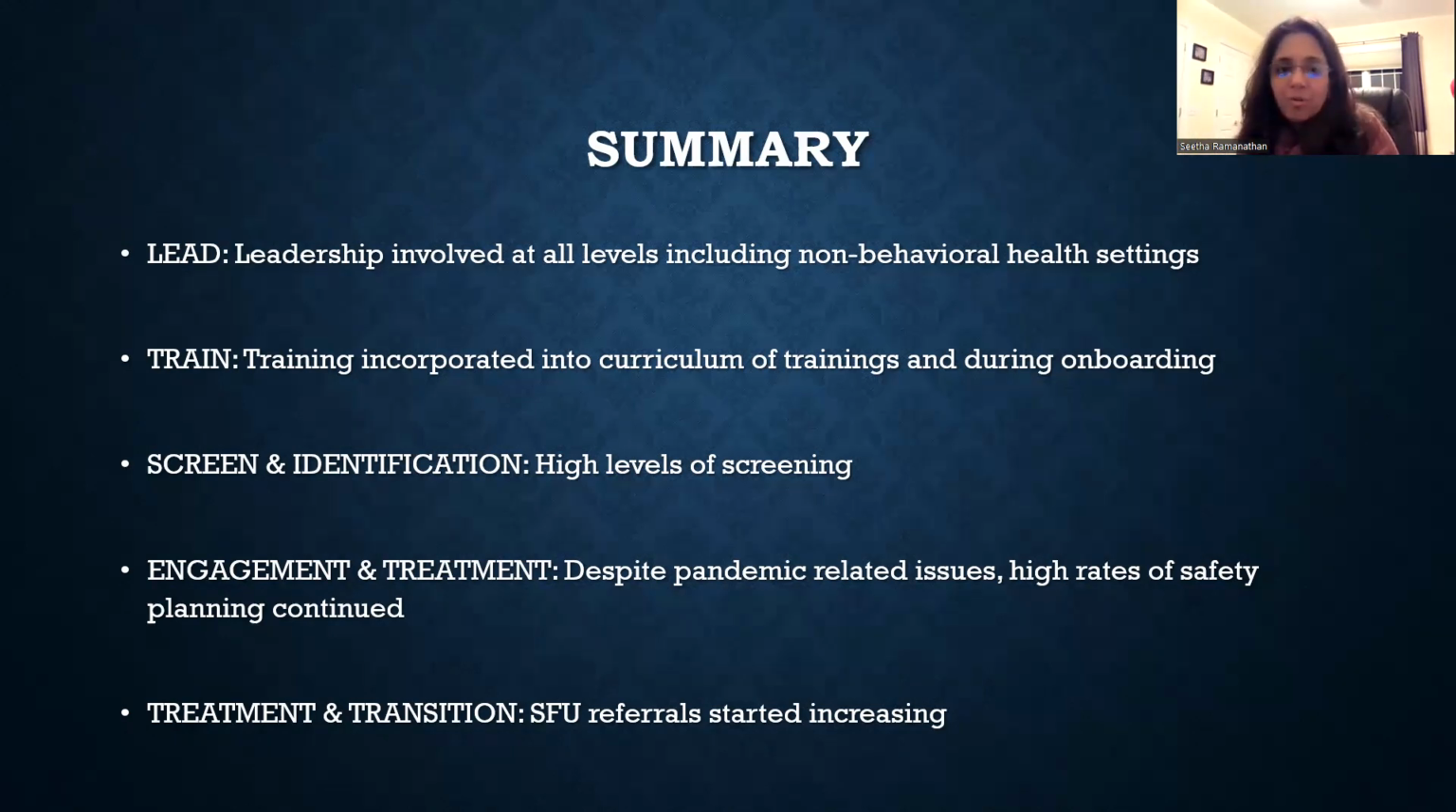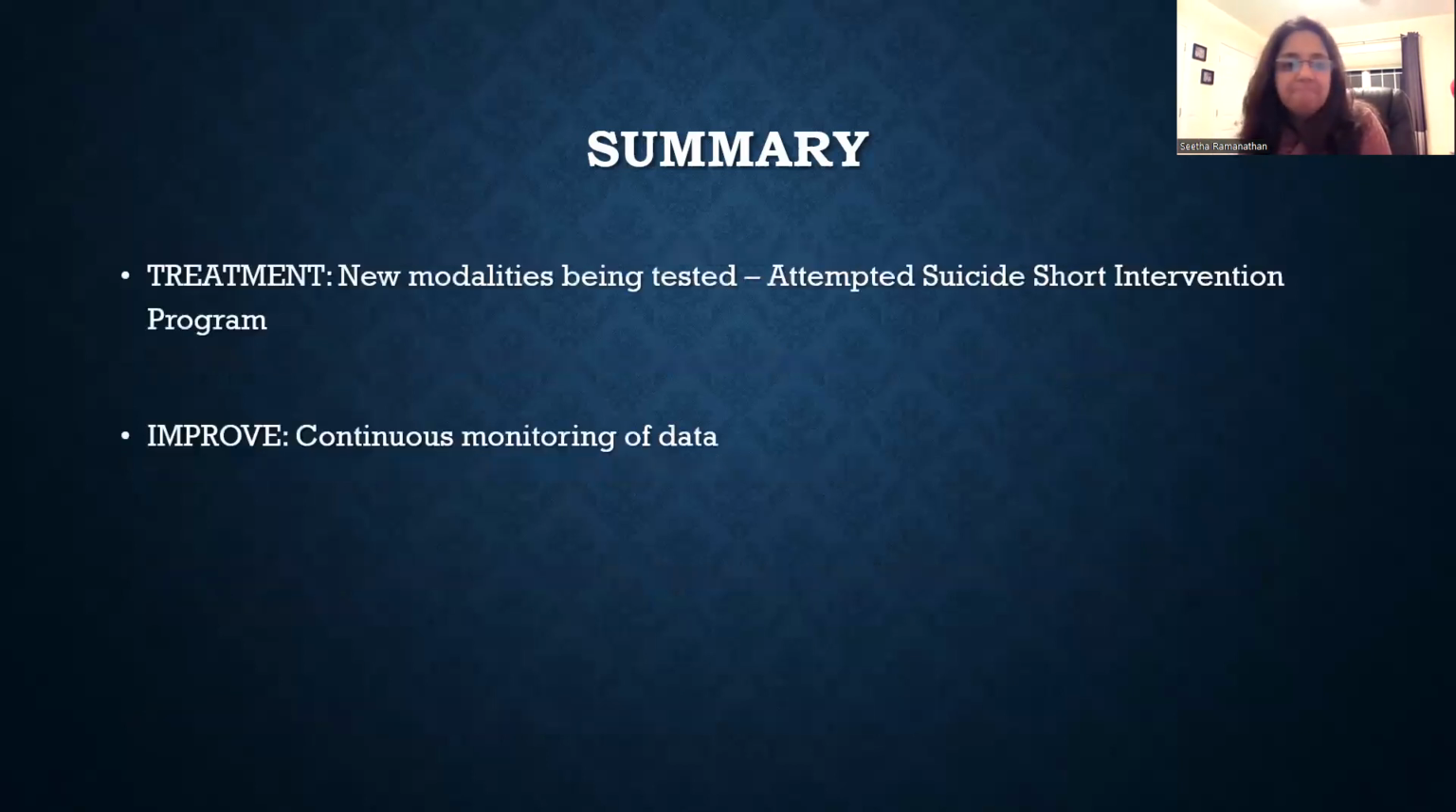Treatment and transition. So structured follow-up phone calls along with safety planning actually becomes an intervention. So I'm going to pull it under treatment. Our structured follow-up referrals started increasing. We went up from 12 to 22%. So that was good. So we did a little better.